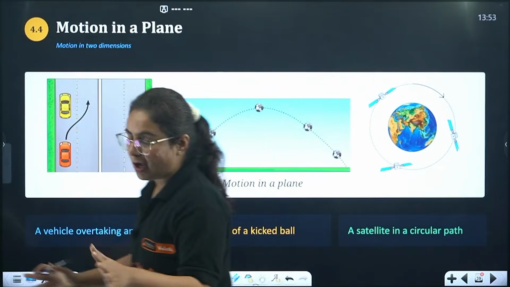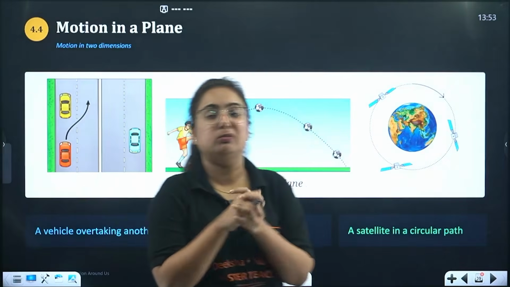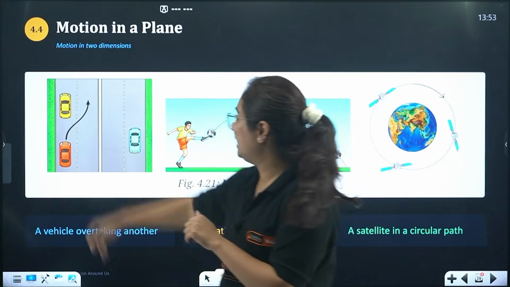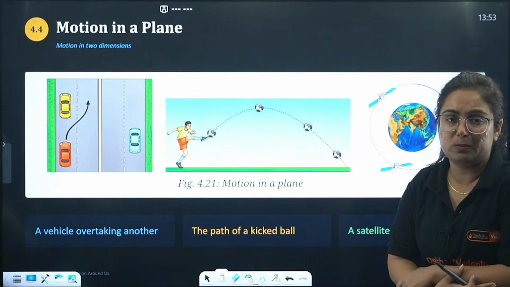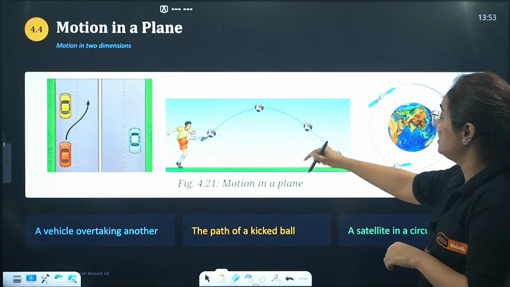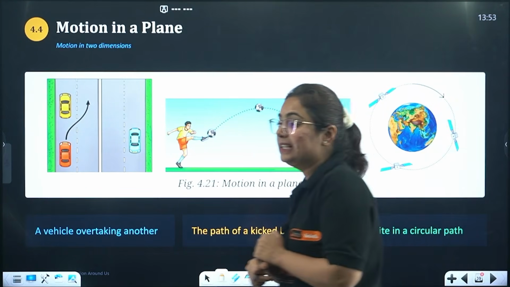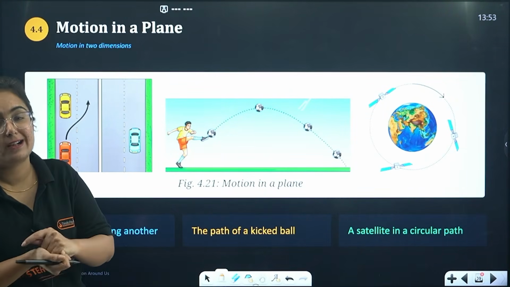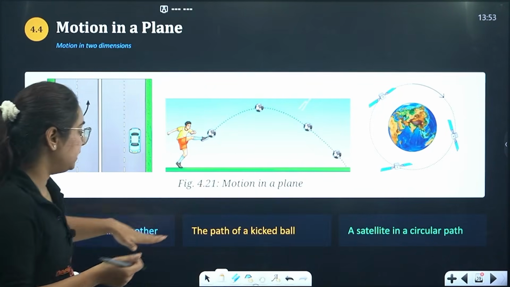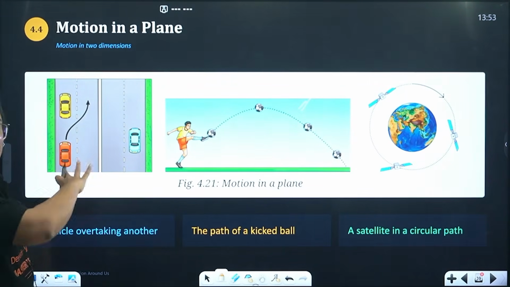Motion in a plane. Now moving to the next topic, beta. There might be a chance in the straight line motion also, like the car is moving in a straight line, but now the car needs to overtake. Don't you feel the direction is going to change? In that plane area also, the motion will be different. This is also known as motion in a plane, when you just kick your football. And the third one, that is the revolution around the earth. So, beta, the satellite in a circular path, the path of a kicked ball, a vehicle overtaking another. What happened in these 3 cases?